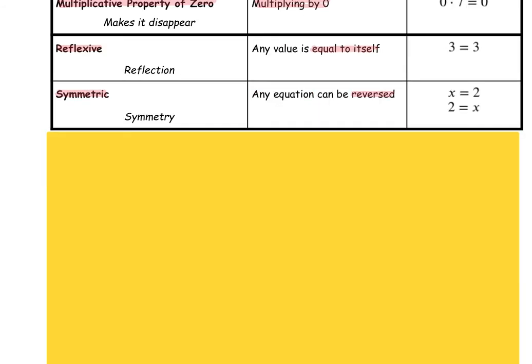And then the final two properties that we use a lot when we're solving equations are called the reflexive property. You can think of your reflection as saying that it's equal to itself. Any value is equal to itself. So 3 equals 3, or 4 equals 4, or x equals x. Symmetric is another one that we use a lot with solving equations. You can think of the word symmetry. That's when you're reversing the equation. So if you end up with x equals 2, that's the same as 2 equals x.